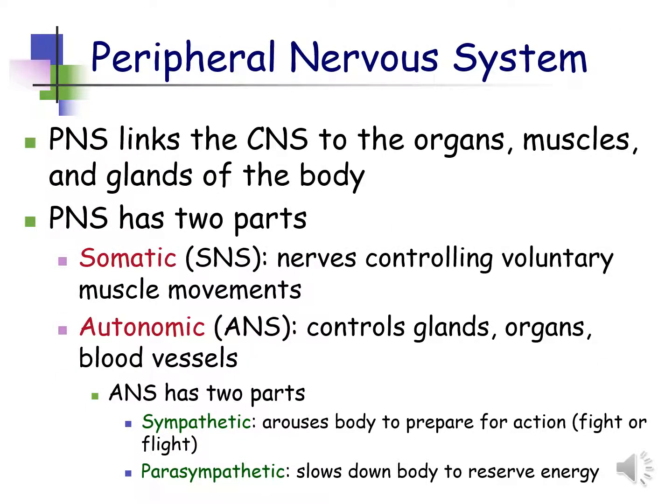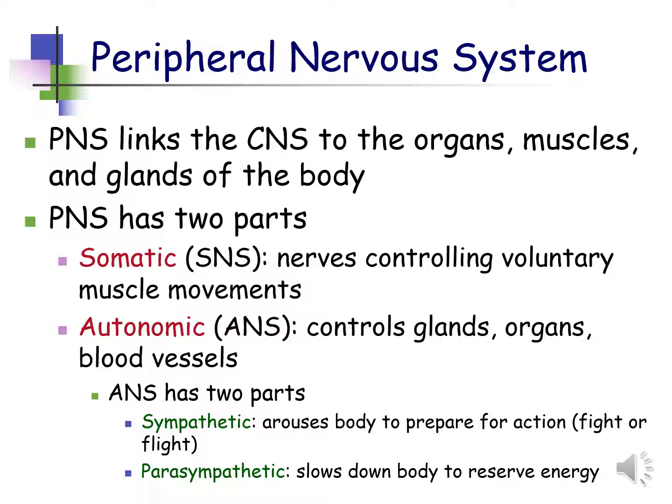So again, the peripheral nervous system links the central nervous system to the organs, muscles, and glands of the body. The peripheral system has two main parts, actually 4 parts in all, as I mentioned before. The first major dichotomy is of the somatic and autonomic nervous systems, as we've already discussed. And again, to review, the somatic nervous system controls voluntary muscle movements, so it controls your hand as it writes, your feet as you tap them or as you walk, and any other muscles that you're moving.